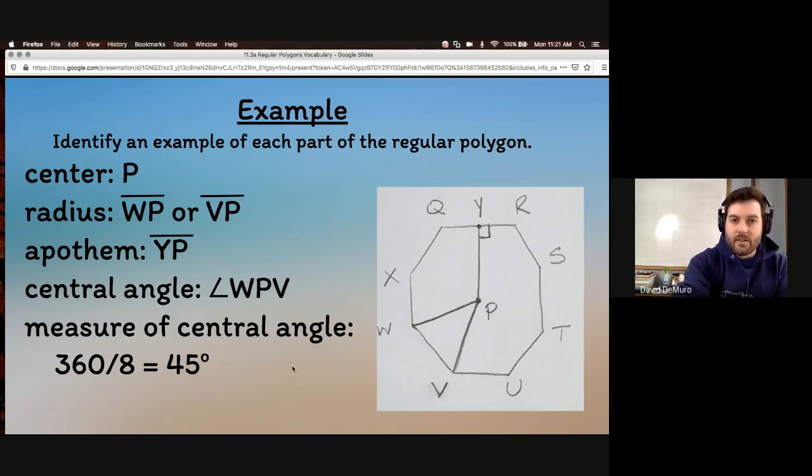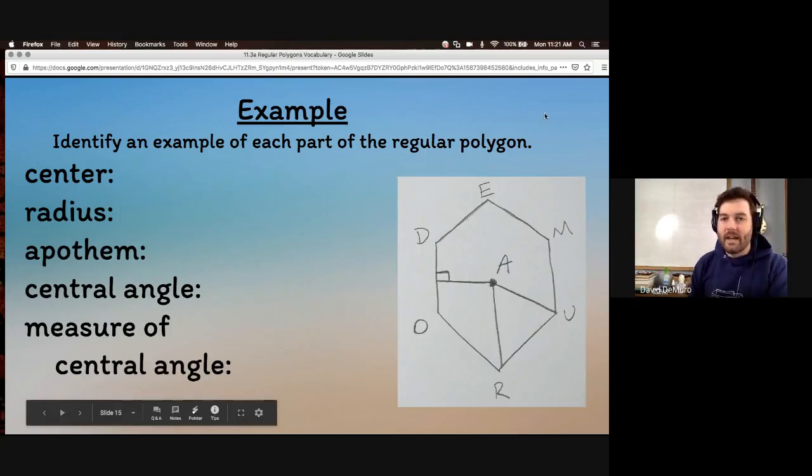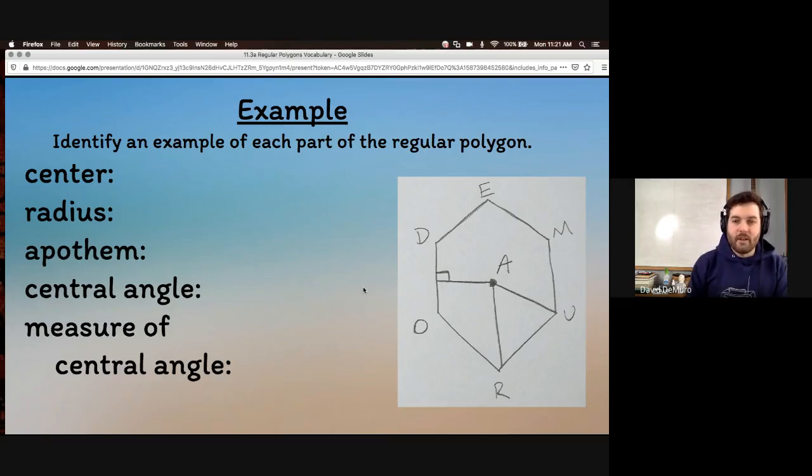Let's take a look at another example. Here we have a regular hexagon, so we have 6 sides, 1, 2, 3, 4, 5, 6, and we're going to identify the different parts that are found within that hexagon. So if you want to try to find those on your own, you can pause the video here and jot those down on a piece of notebook paper or piece of scratch paper. Well, let's see what we have.